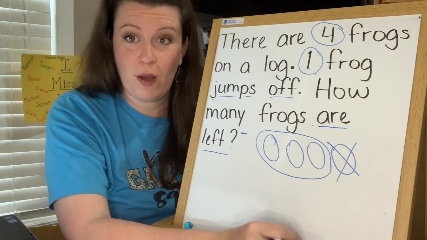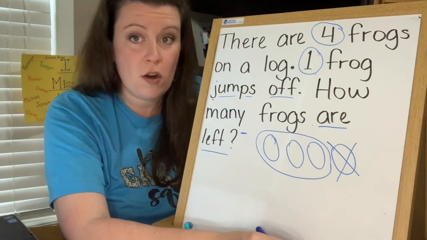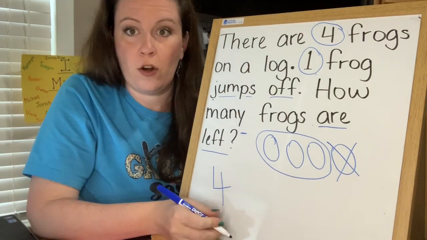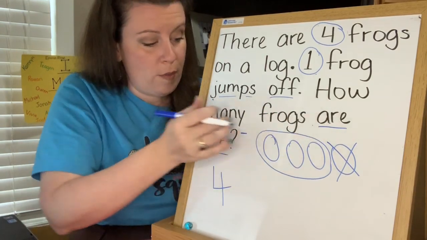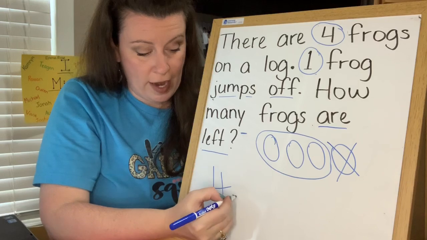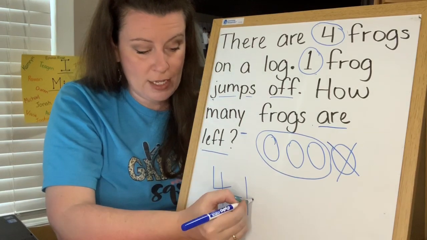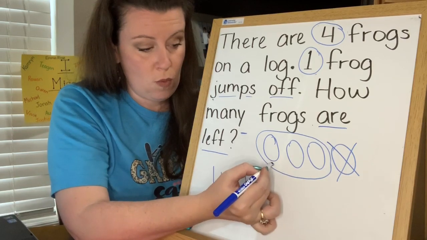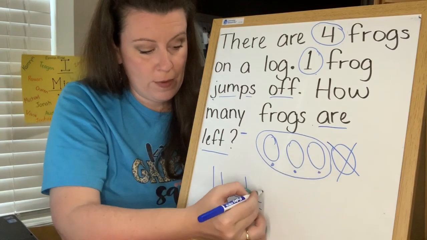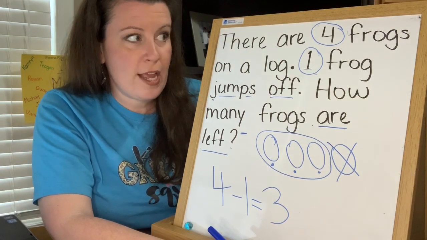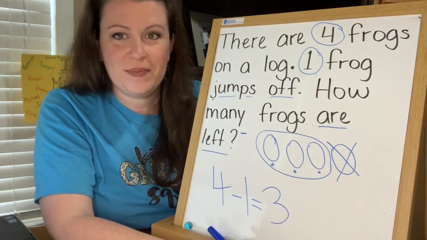Okay, so now we're gonna write our number sentence. The first number we started with was 4. We had 4 frogs on our log. And then we know from our left that we are subtracting. How many jumped off? 1. So 4 minus 1 equals 1, 2, 3. 3. 4 minus 1 equals 3. So 3 frogs are left.